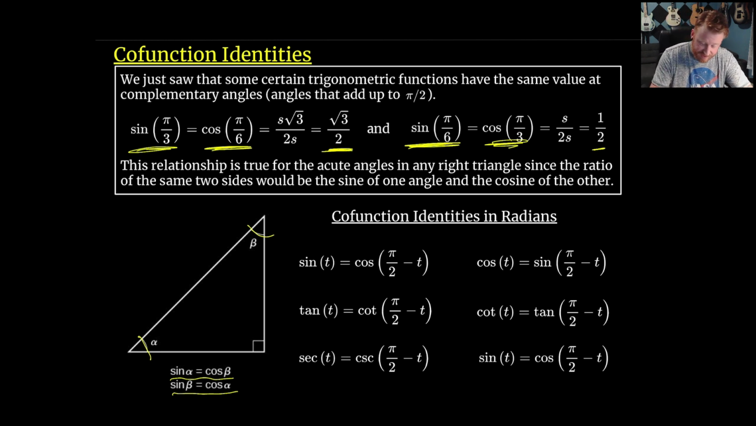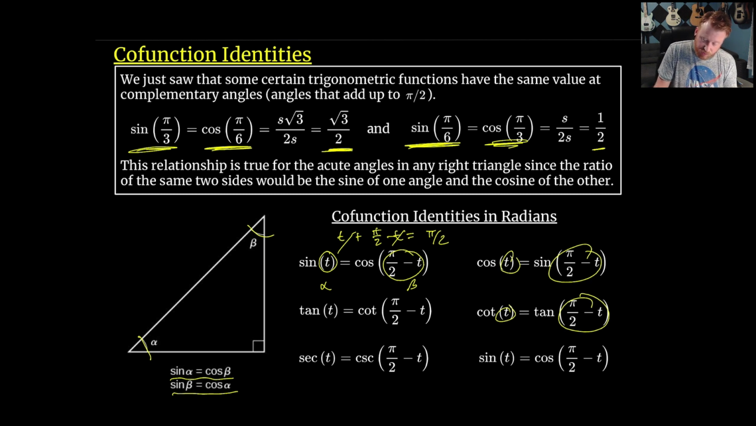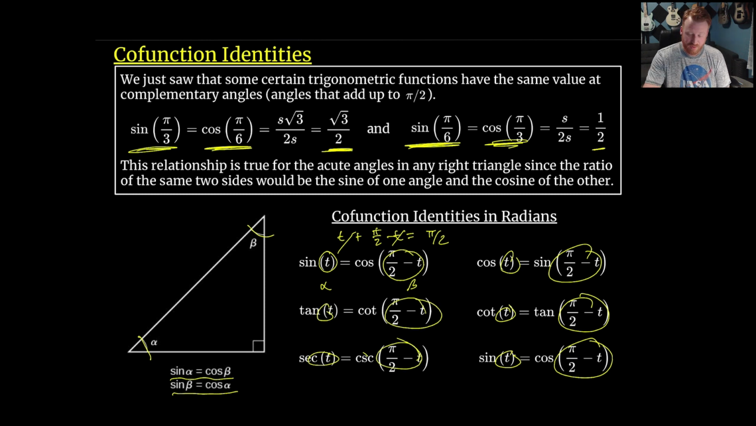But that is happening because if I call this angle alpha and this angle beta, we should see that alpha plus beta, t plus pi over 2 minus t, is equal to just pi over 2. These angles are complementary, so if you add t to pi over 2 minus t, you always get pi over 2. That's the reason that these cofunction identities are set up the way that they are.